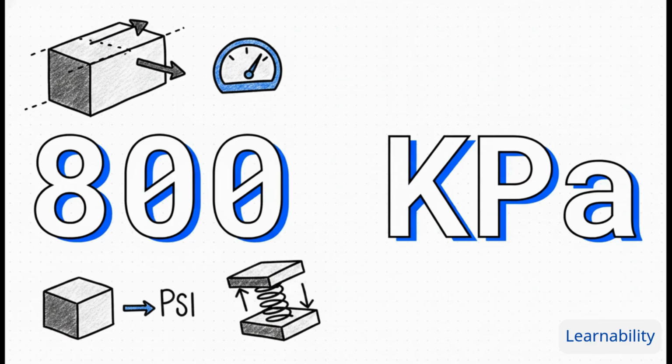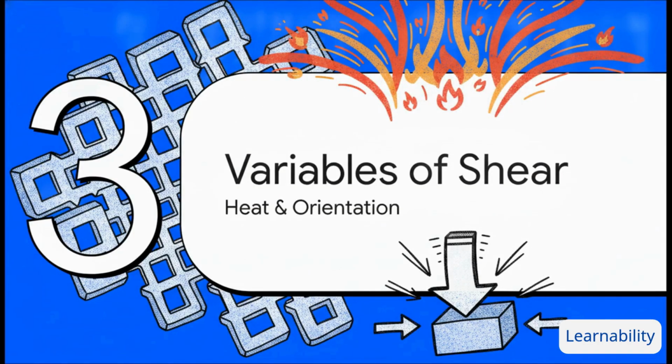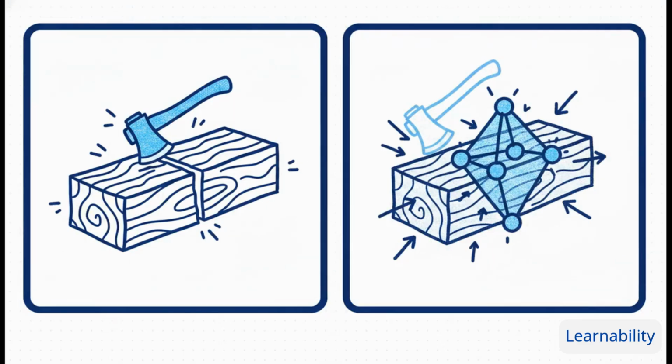This final number is awesome because it gives us a concrete mathematical fingerprint of exactly how much that specific block of material is going to resist bending. Which brings us to Section 3, orientation, heat, and pressure. So, the crucial point here is that a material's rigidity isn't just some universal static rule.